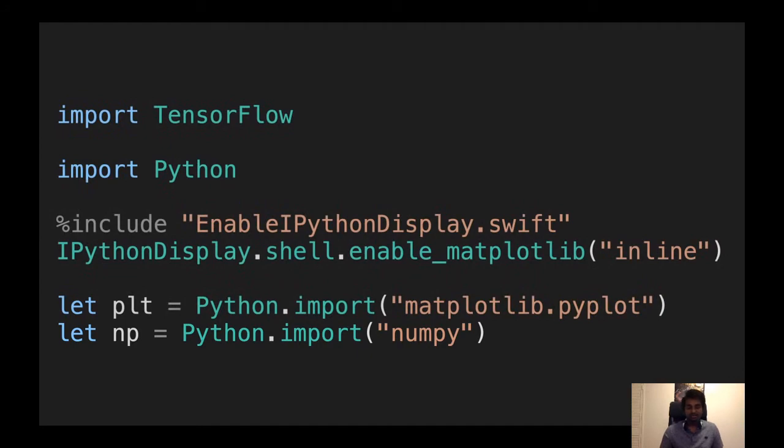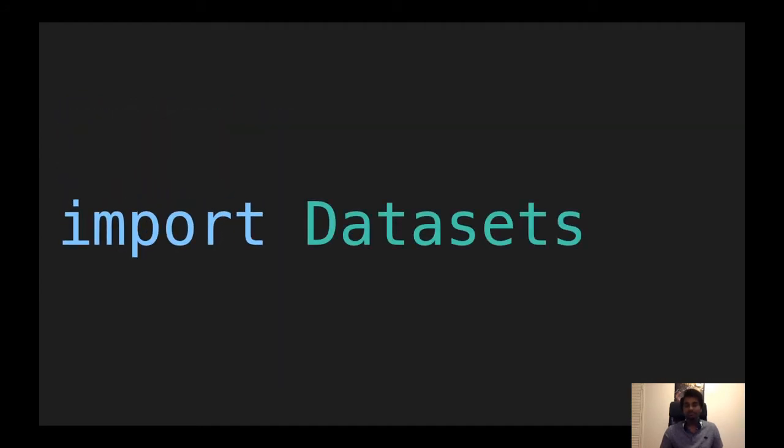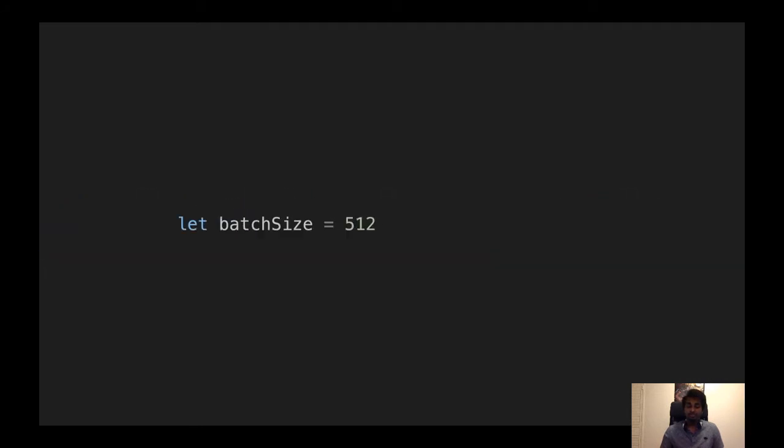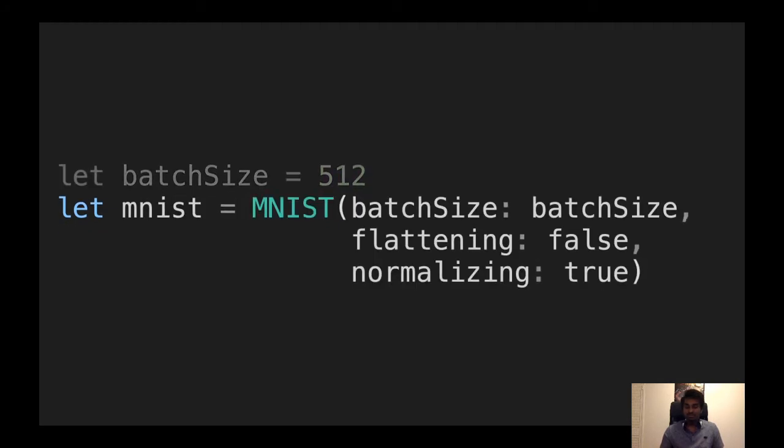Okay, all our inputs are done. Let's move to the next phase, importing the datasets. So this is how we can access the Swift dataset API and get MNIST. Obviously the MNIST dataset is huge, so you want to process it in batches. You just apply it to the MNIST, and this is the initializer for MNIST. It takes a batch size, which is 512 in our case.